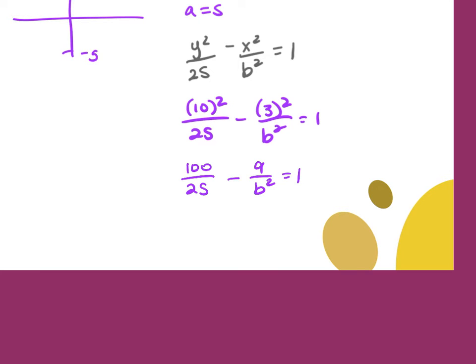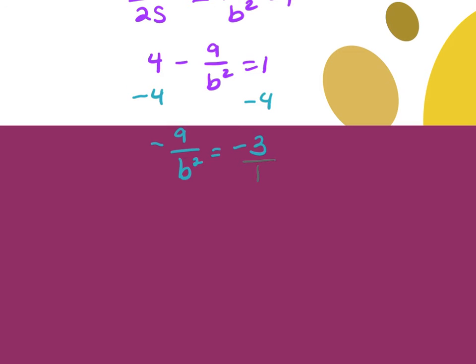We can actually simplify this time. This would be 4 minus 9 over b squared equals 1. Subtract the 4. And I get negative 9 over b squared equals negative 3. We can still cross multiply, so I can put this over 1 if I want to cross multiply, and I get negative 9 equals negative 3b squared. Divide both sides by negative 3, and b squared is 3.